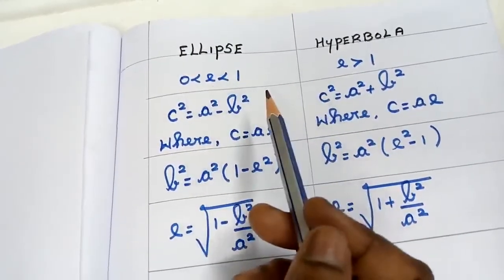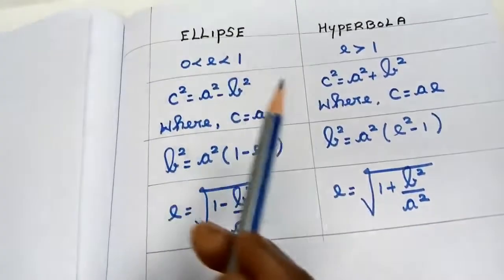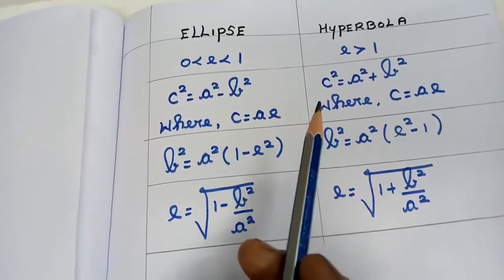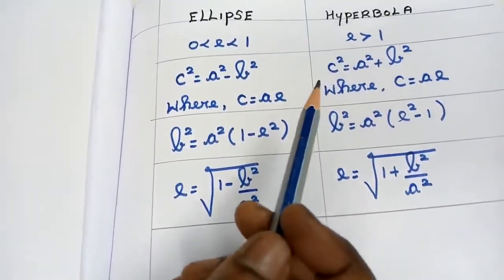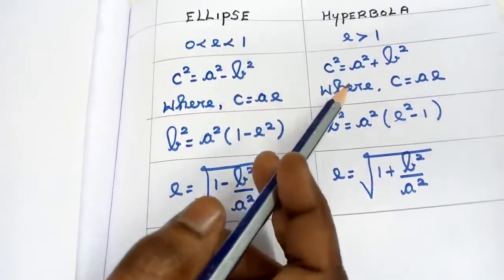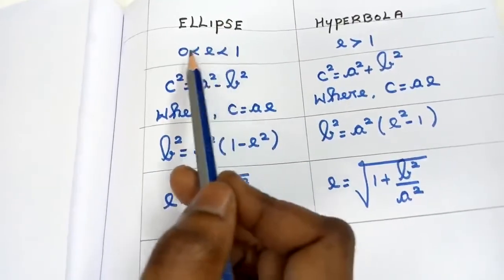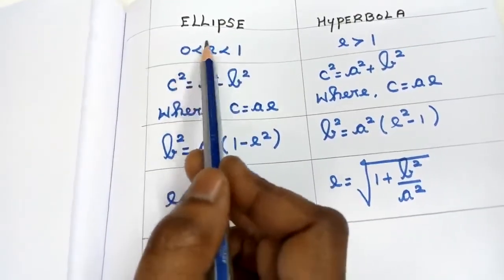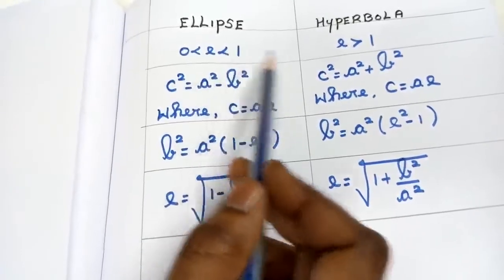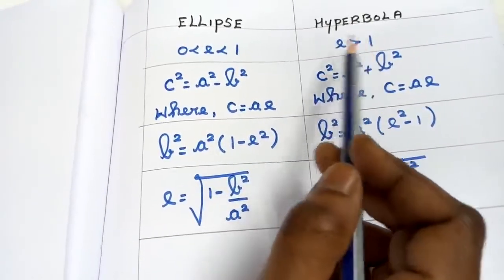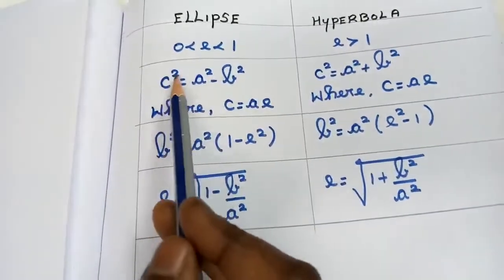Totally we have three types of conic, that is parabola, ellipse and hyperbola. Parabola we have completed, and today we are going to see only the ellipse and hyperbola concepts. For an ellipse, the eccentricity will be between 0 and 1, that is 0 less than e less than 1. For a hyperbola, eccentricity e will be greater than 1. The second point is C.